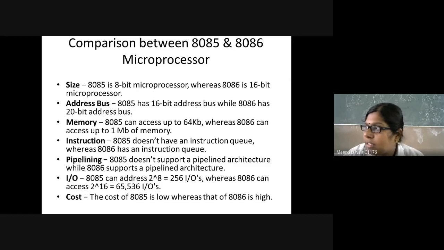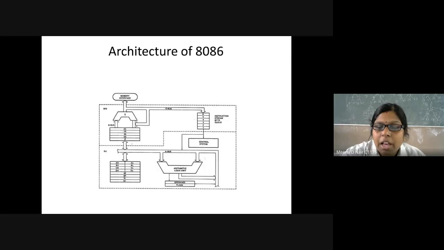Then we have seen the architecture of 8086. What is the architecture? Architecture is actually divided into two. First one is BIU, second one is EU.